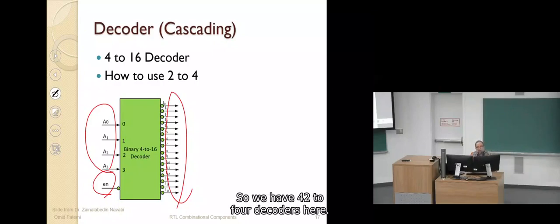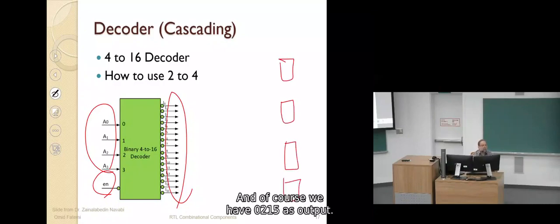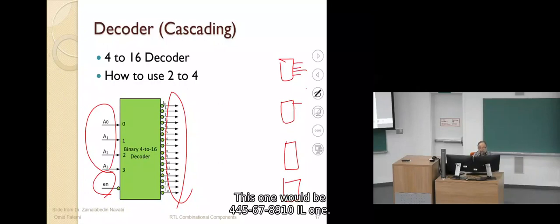So let's do this. We have 4 2 to 4 decoders here. And of course, we have I0 to I15 as outputs. So this would become I0, I1, I2, I3. This one would be I4, I5, I6, I7, I8, I9, I10, I11, and I12, 13, 14, 15. Okay? So these are my outputs. That's very good. So what about inputs?